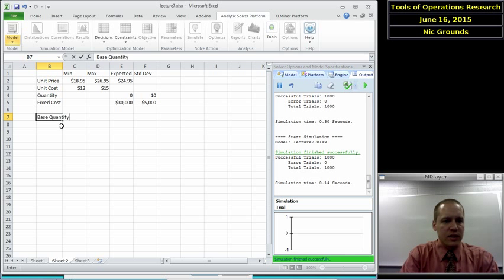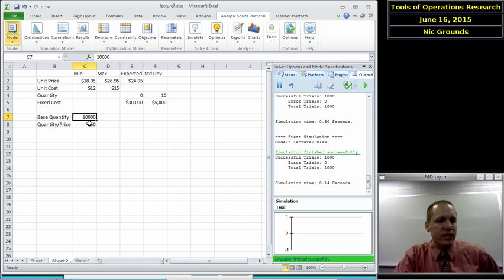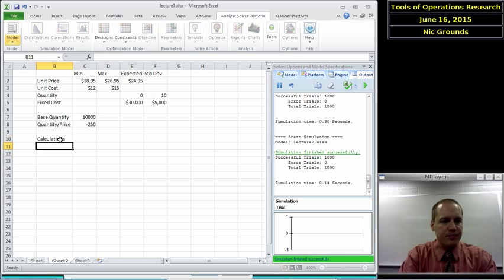Base quantity was 10,000. Quantity per price was negative 250. So base quantity of 10,000, but for every dollar increase in price, we sold 250 less units. Okay, so now we can do our calculations. First we need to compute our random numbers.